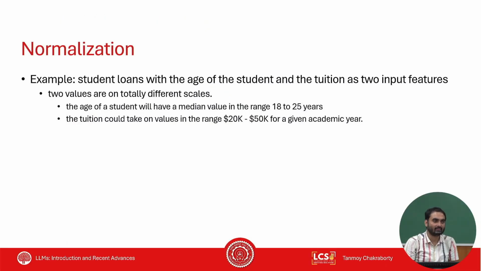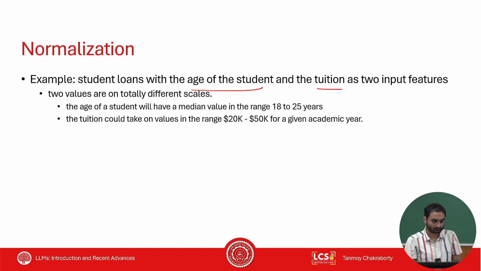Okay, let's take an example to illustrate the idea of normalization. Let's say you are given an instance where there are 2 features. One feature is the age of a student, and the other feature is the tuition fees in an academic year. So based on the age of a student and the tuition fees, you want to determine whether the student is eligible for taking a loan or not.